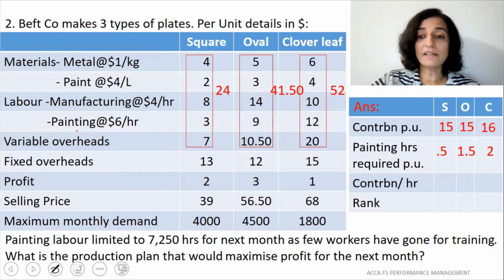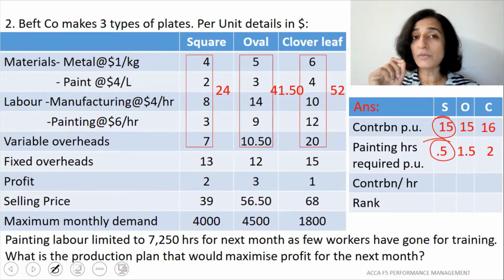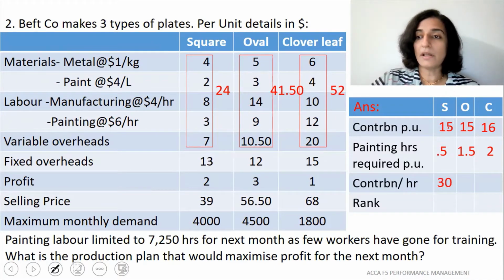Next, we have to calculate the contribution per hour. So contribution per unit for square is 15 and it takes 0.5 hours. So the contribution per hour is 15 divided by 0.5 or $30 per hour. Now for oval, it is 15 divided by 1.5 or $10 per hour. And for cloverleaf, it is 16 divided by 2 or $8 per hour.